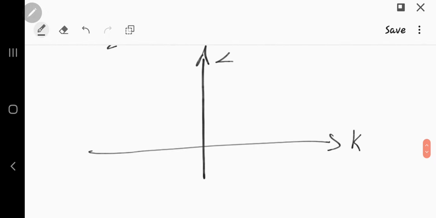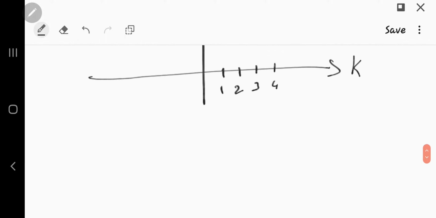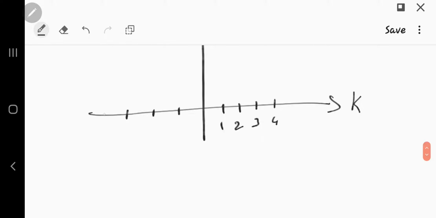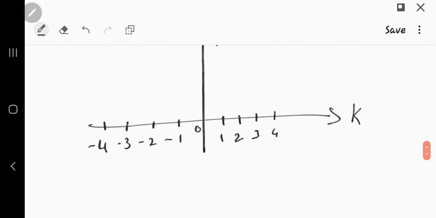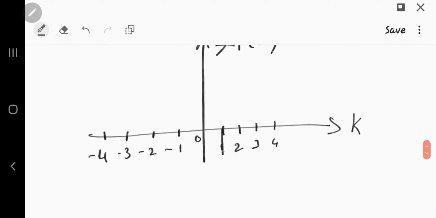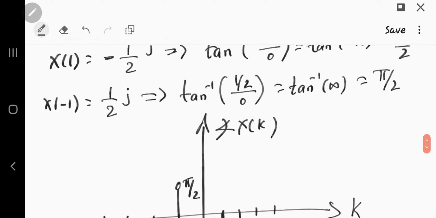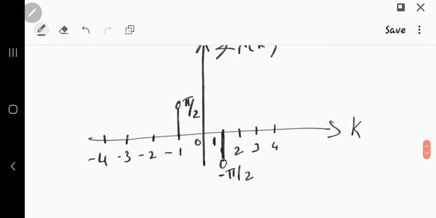So this is phase x of k. So 1, 2, 3, 4 and minus 1, minus 2, minus 3, minus 4. So at plus 1 we have a signal with the value minus pi by 2, and here we have a signal with value plus pi by 2 as per the calculation. So this is how we are going to find the Fourier series of the expression and plot the magnitude and phase spectrum.